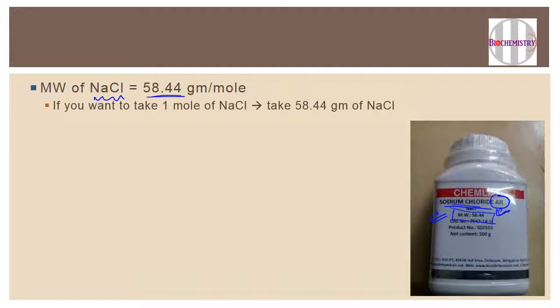Okay, so if you want to take 1 mole of NaCl, we'll take 58.44 grams of NaCl. If you weigh out this much NaCl, you will get 1 mole of sodium chloride. Now if you want to find out how many moles there are in 100 gram of NaCl.